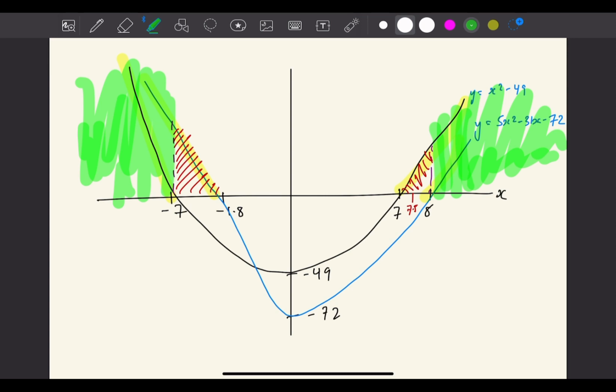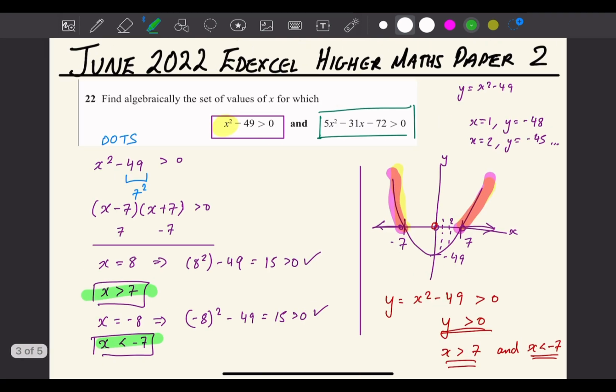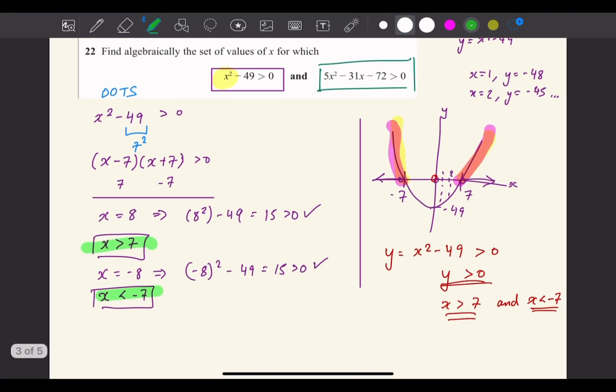Hope this helps to answer the last question, question 22. There's lots of different ways to do this question. You could complete the square to find the solutions. You could use a factorization method to factorize this. But if you want me to go over this, let me know. Any questions as well, just let me know.